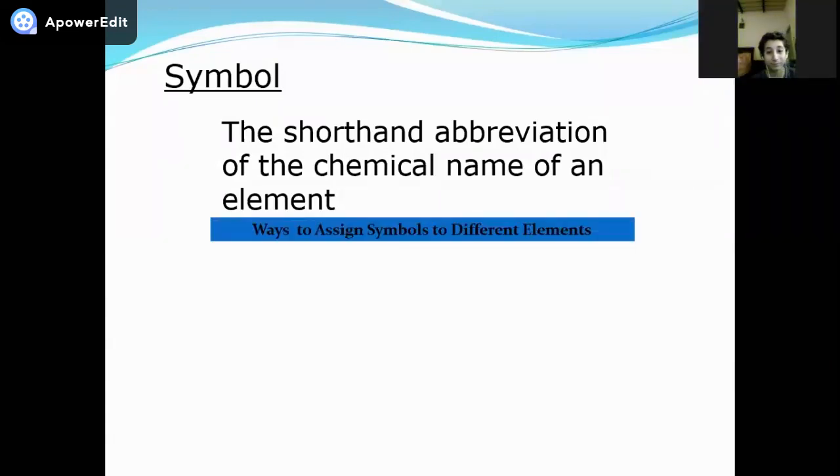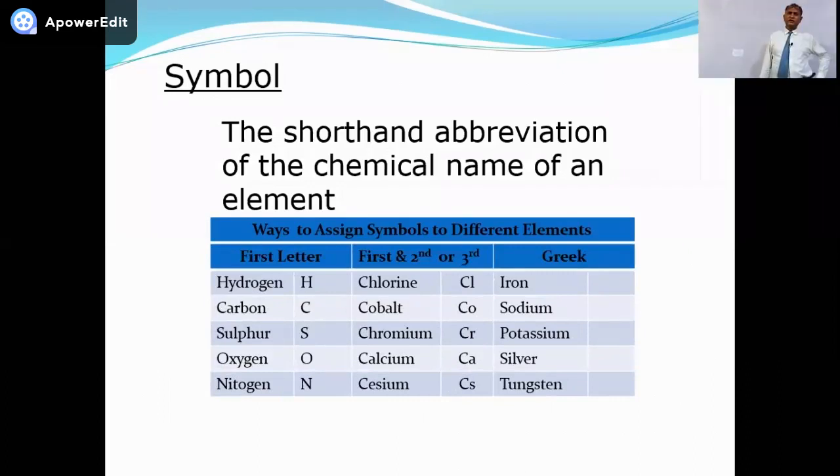So what are the three different ways? In the first column, you can see on the screen that we choose the first letter for the symbols of elements. H for hydrogen, C for carbon, S for sulfur, O for oxygen, N for nitrogen, F for fluorine, and so on. In the first way, we choose the first letter of the chemical name of an element. Clear? Now let's suppose we have different elements, like magnesium, manganese, or molybdenum. All of these start with M. So if we choose only the first letter M, it will create confusion.